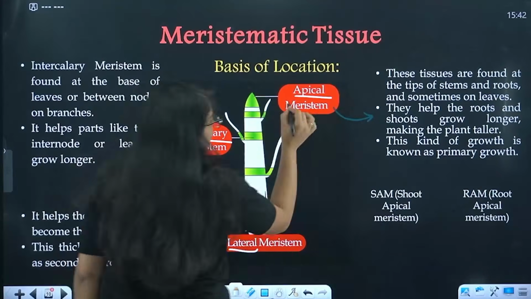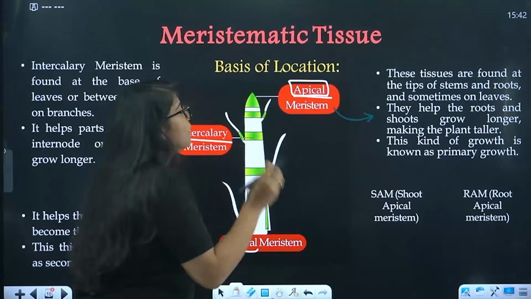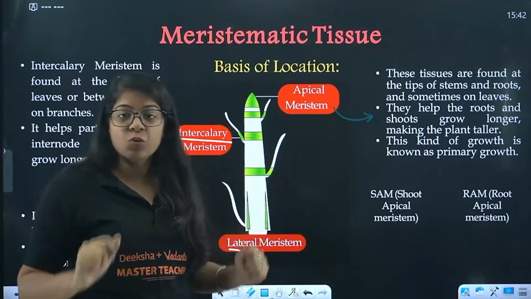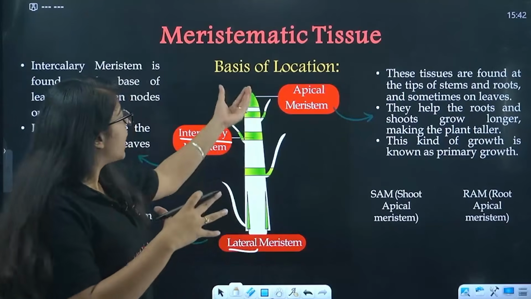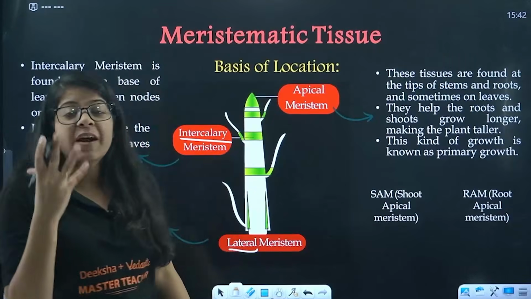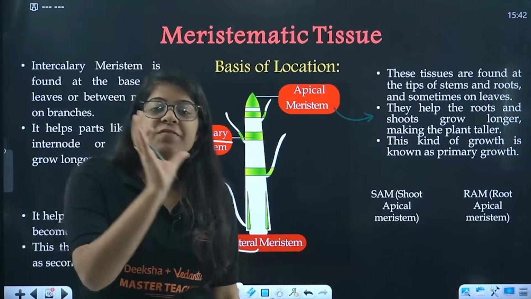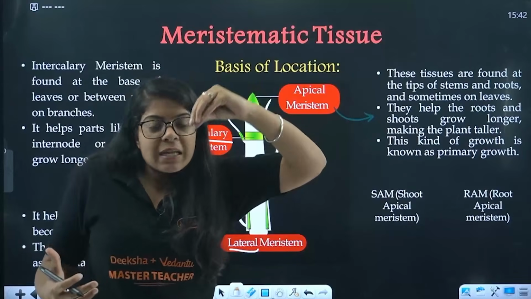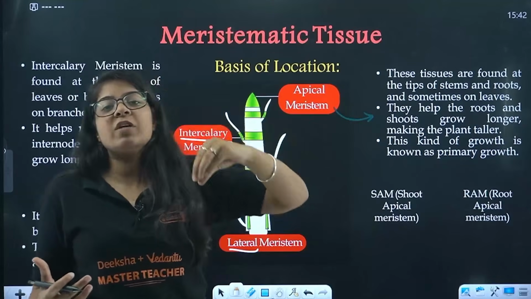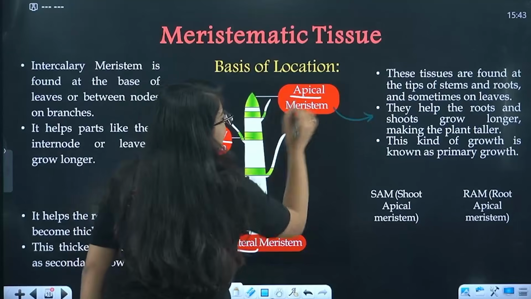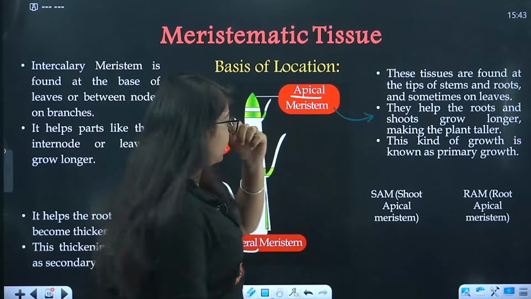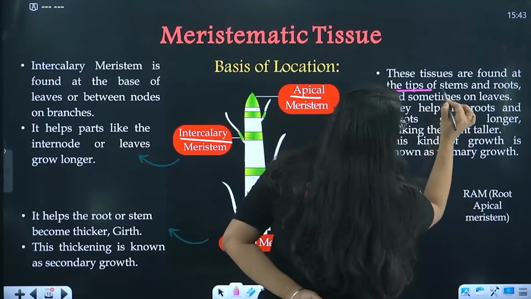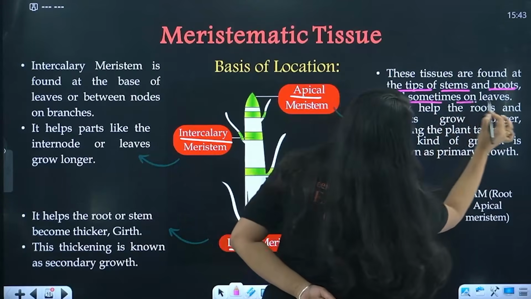Now beta, from A we have apical meristem. Now apical meristem is a tissue. This tissue is found at the tips of stems or roots. You know, we have stems, we have roots of plants. So at the tip of that plant, the tissue is found. That is your apical meristem. What is the use of it? Read it carefully. These tissues are found at the tips of stems and roots, and sometimes on leaves as well.